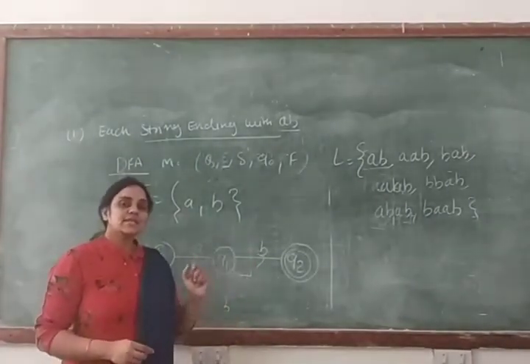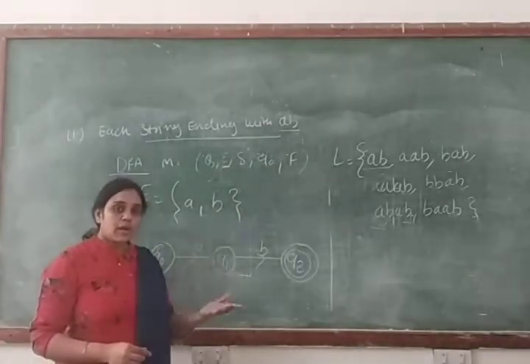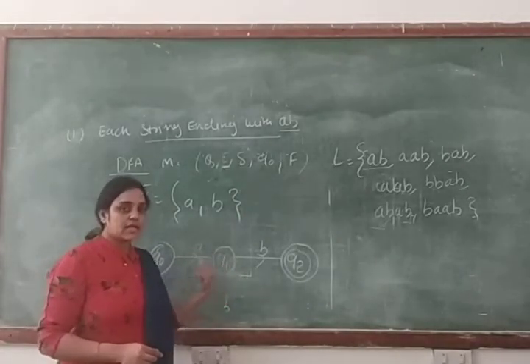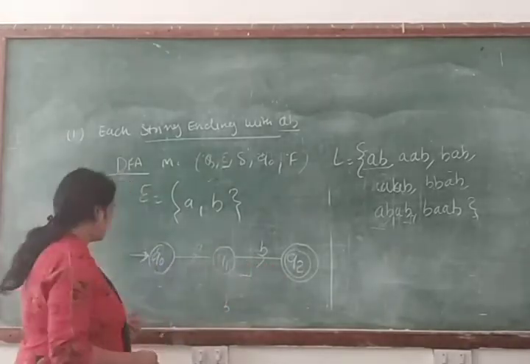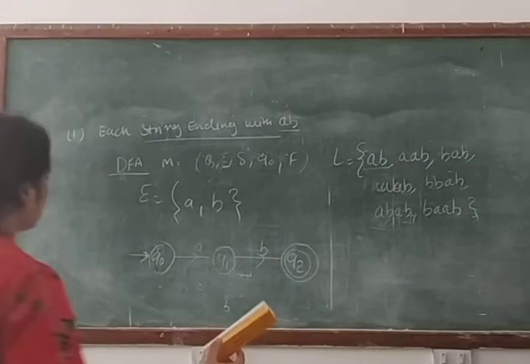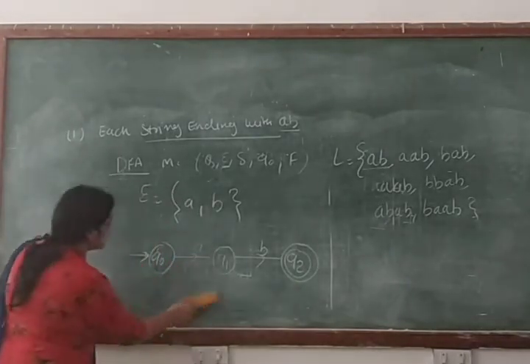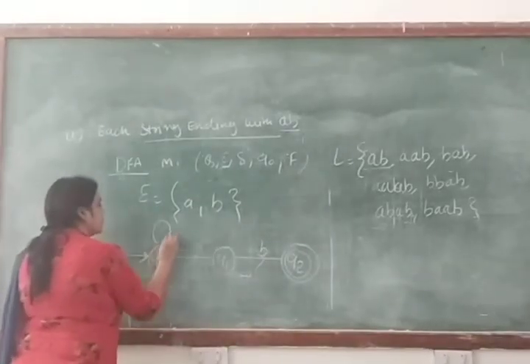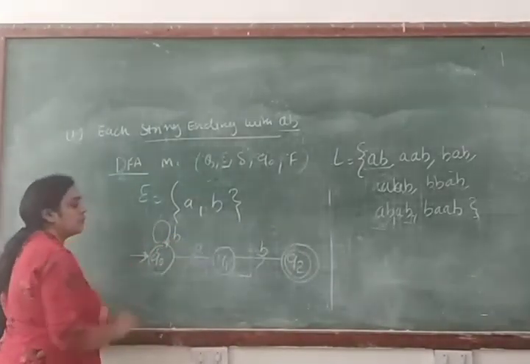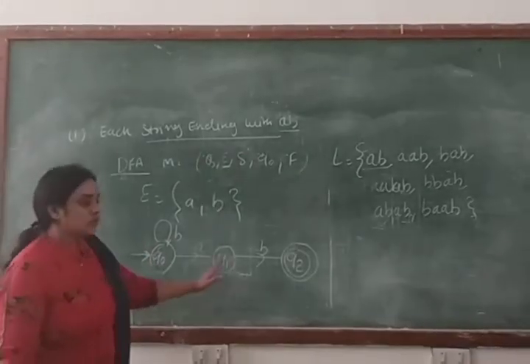If your machine will accept only a small b, then again this string is also not a part of your language. Clear? So in that case you cannot make this transition either. So we have only one choice, and that is we will make a transition from Q0 to Q0 for the input symbol B. Clear? You have checked from Q0 to Q1.